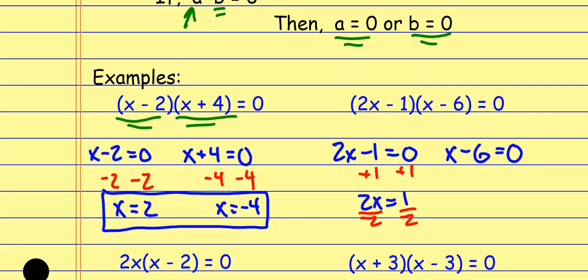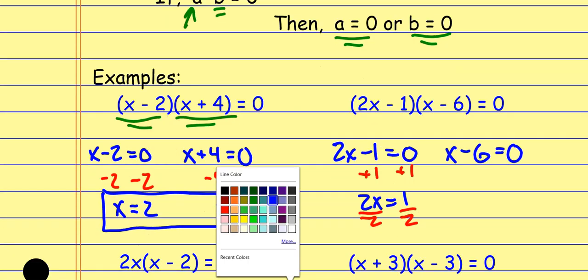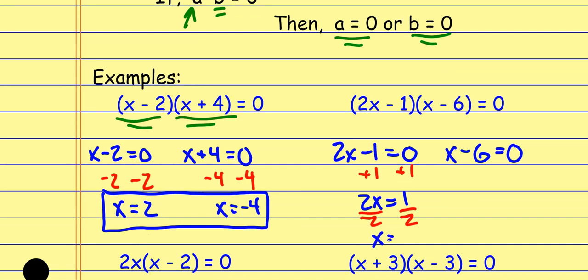So again, we're solving a really simple example when it's all said and done. x equals 1/2. Over here, I have to add the 6 to each side, and I get x equals 6. So I get two answers, x equals 6 and x equals 1/2, and that's it.